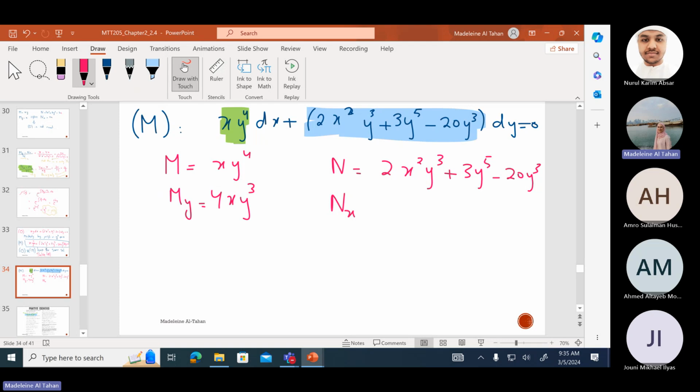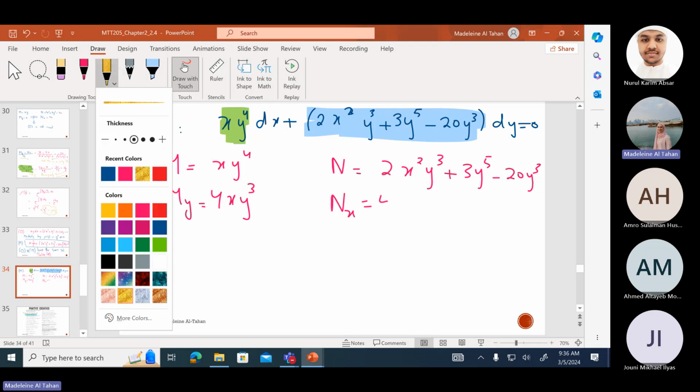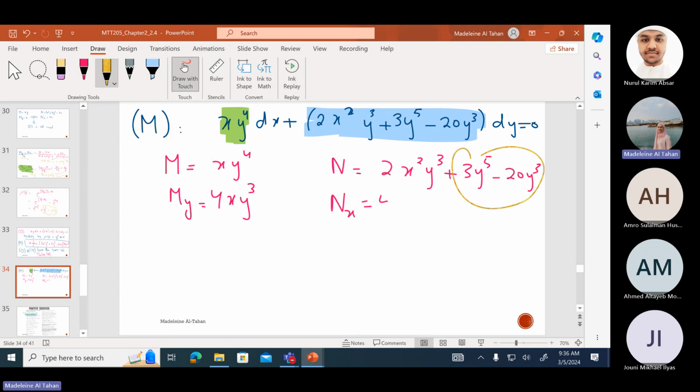Abdullah, what's N_x? 4x... These other terms are considered as what with respect to x? With respect to x, this one is 0, right? So it becomes 4xy^3. Are they equal? Yes. So what can we say about our equation? M is exact.